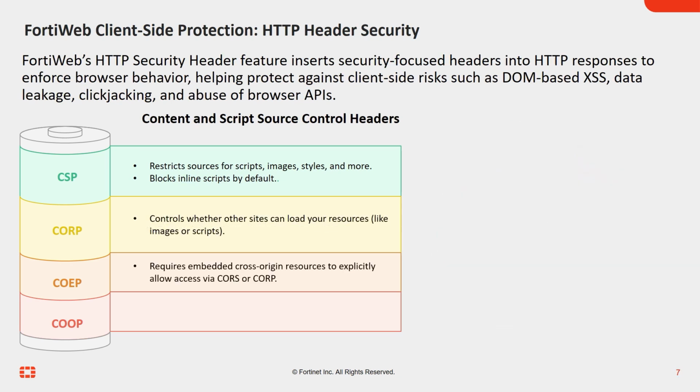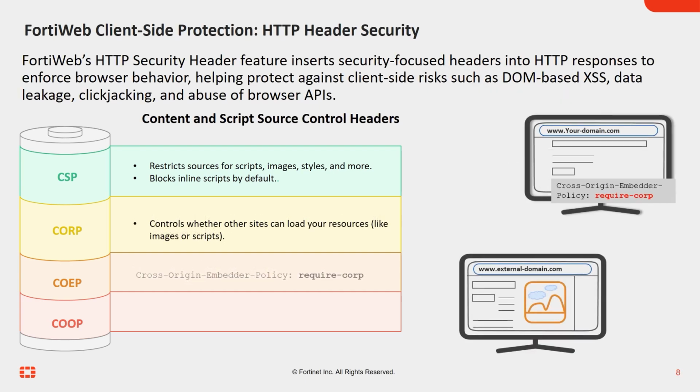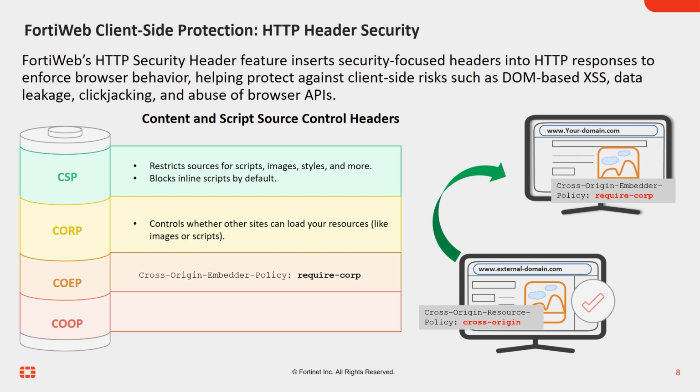The Cross-Origin-Embedder-Policy header requires embedded cross-origin resources to explicitly allow access via CORS or CORP. For example, your page has a COEP header in place that requires CORP. When it tries to load an image from an external origin, the request will only succeed if the external server includes the appropriate CORP header that explicitly allows cross-origin access. Only under this condition can the image be successfully loaded from the external source.